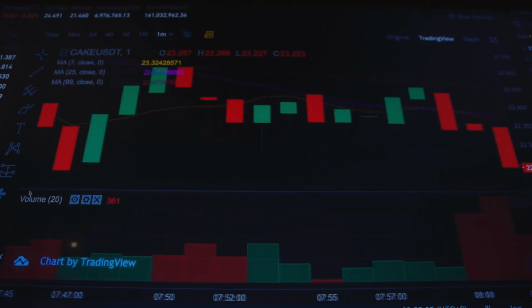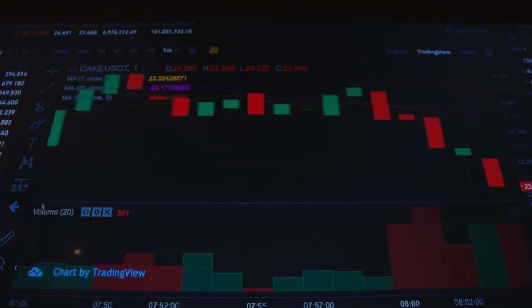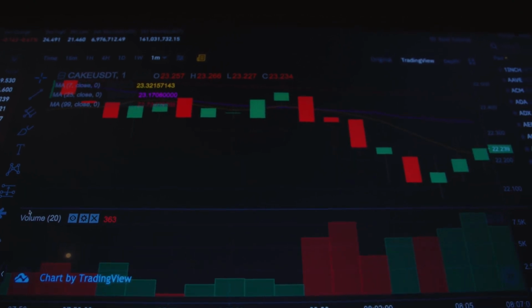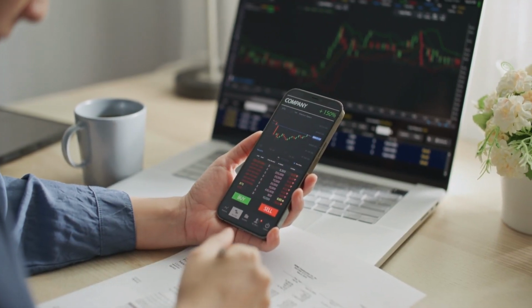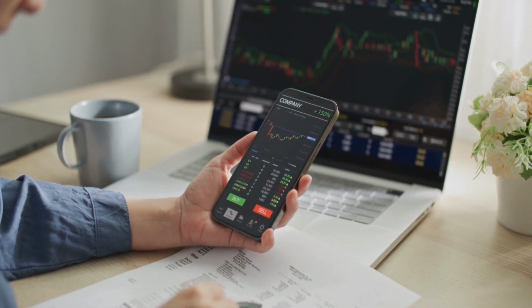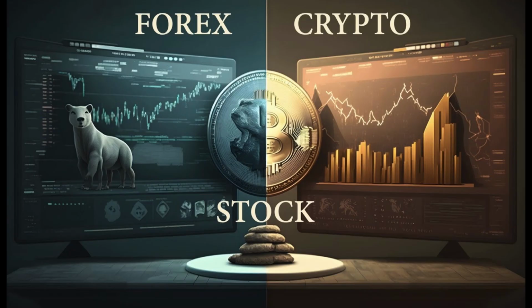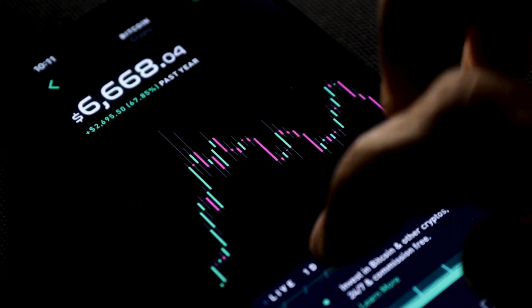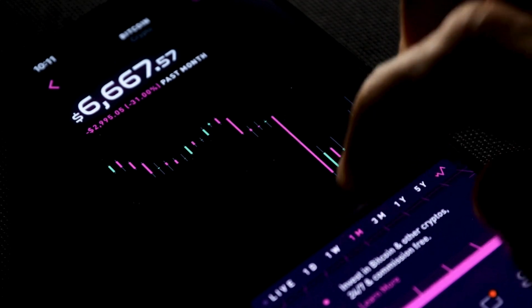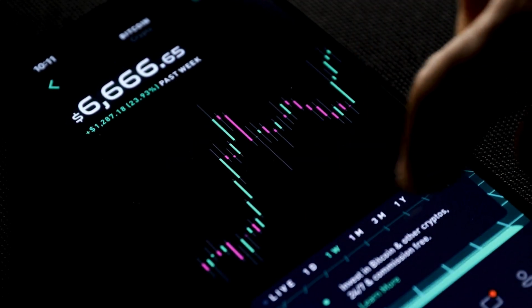Introduction. Welcome to our guide on the 10 best scalping trading strategies for beginners. Scalping is a fast-paced trading style designed to capitalize on small price movements. Whether you're trading forex, stocks, or crypto, mastering these strategies can help you stay ahead of the game. Stick around to discover proven techniques, step-by-step guidance, and practical tips.